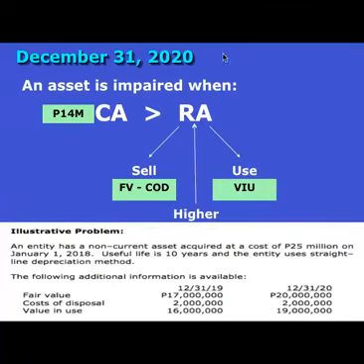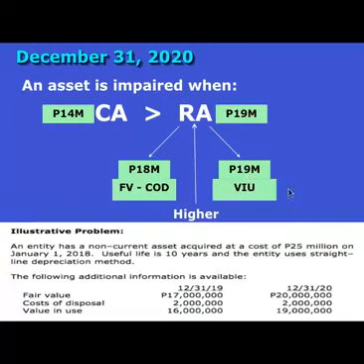Now, at December 31, 2020, fair value given, 20 million. Costs of disposal, 2 million. So the fair value less cost of disposal is 18 million, recoverable from selling the asset. The value in use given is 19 million. Again, in this situation, what will you do to recover the asset? Sell or use? Of course, use the asset.